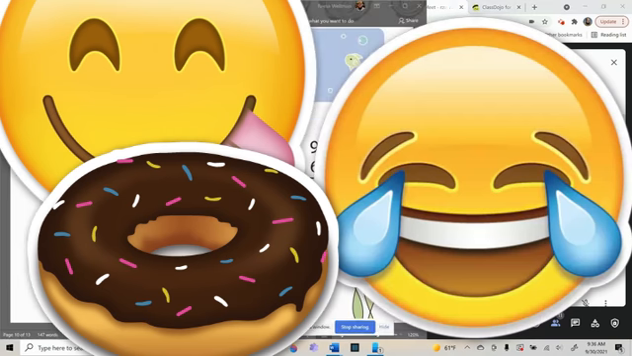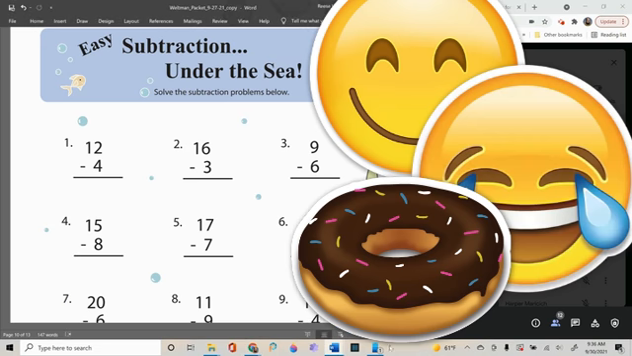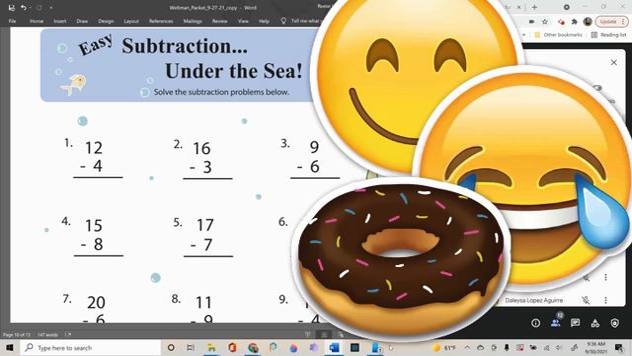Okay, here we go. So now, everybody should see the easy subtraction under the C right in front of you. Mason, do you have a question?